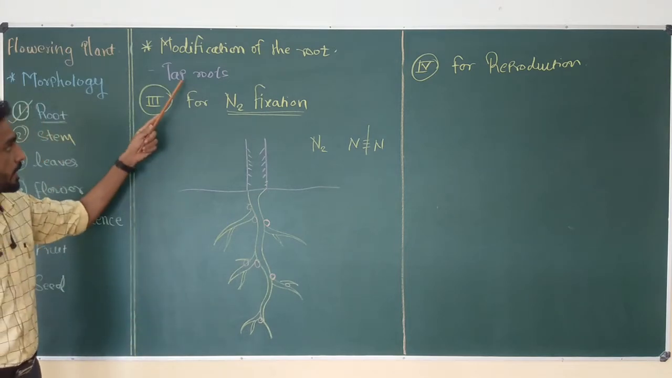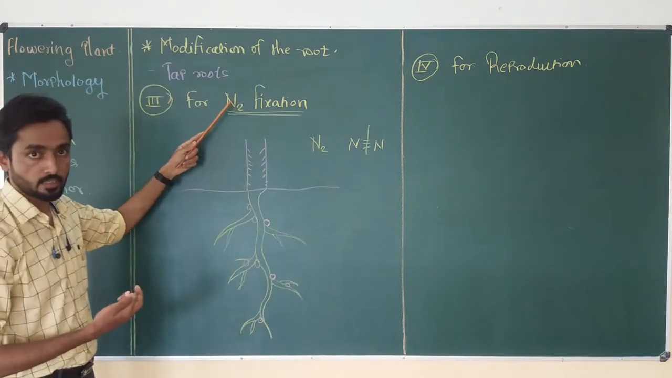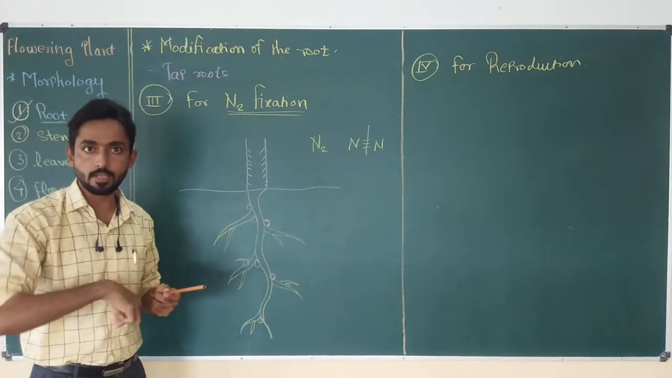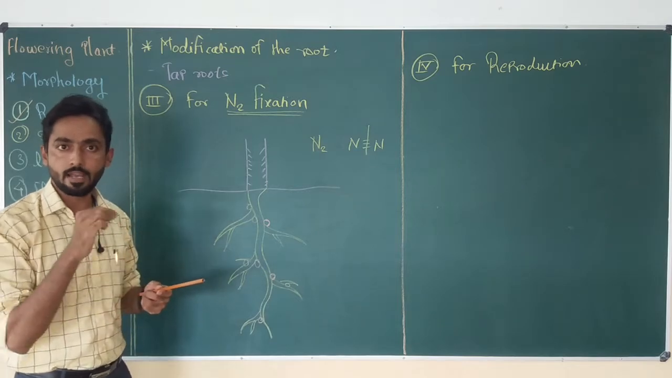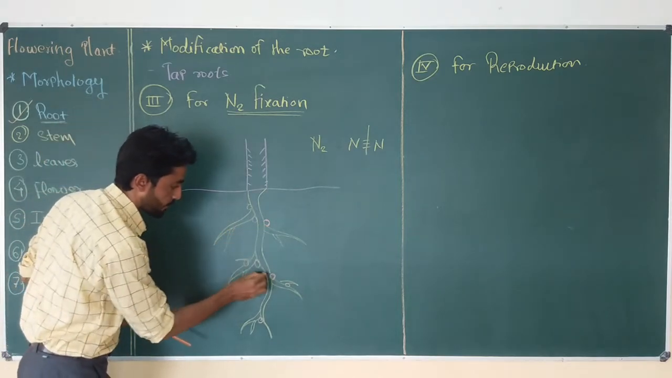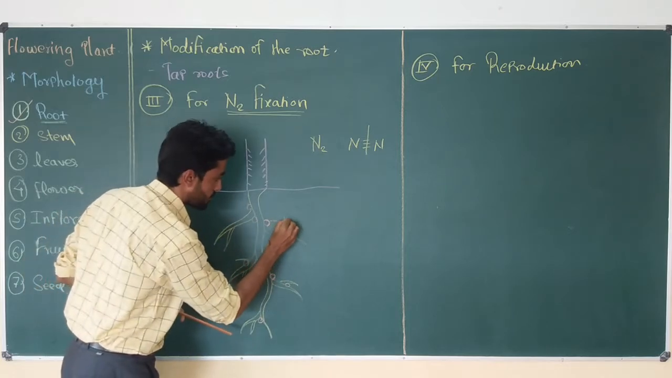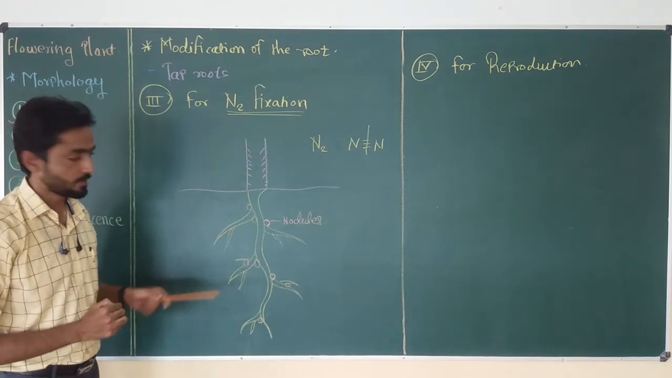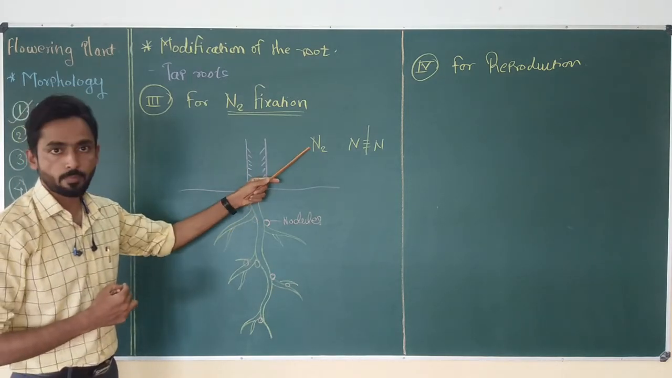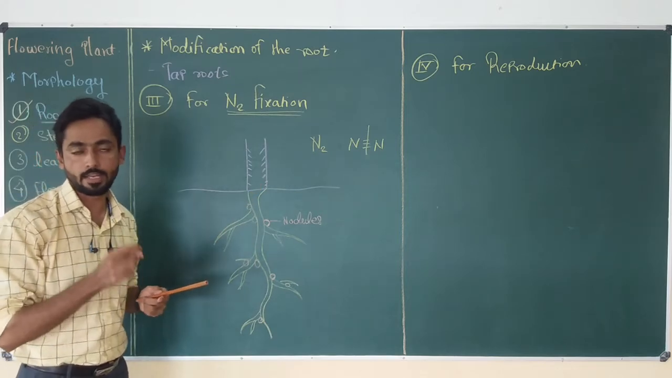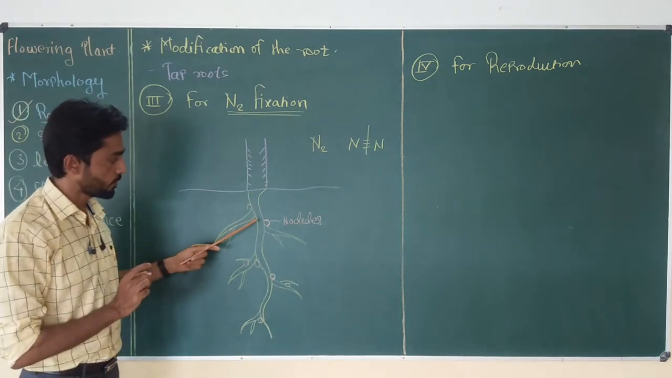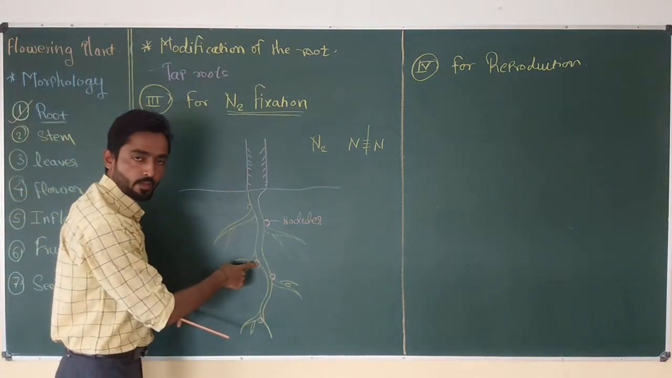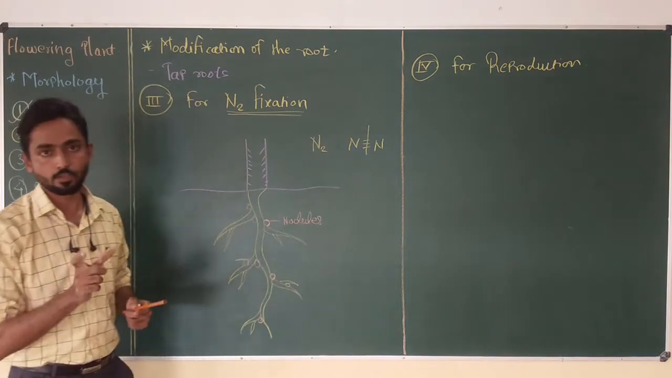So when the taproot modifies itself for nitrogen fixation, the root takes a special type of bacterium from the soil inside, and due to the entry of this bacterium inside the root, nodules or tumors are produced on the root. These nodules help in the nitrogen fixation process. This nodule will convert the N2 form of nitrogen into nitrates or the ammonia, NH3 form. So in this video we are going to discuss in detail the process by which the plant develops these nodules, and how exactly this nodule helps in the nitrogen fixation process.